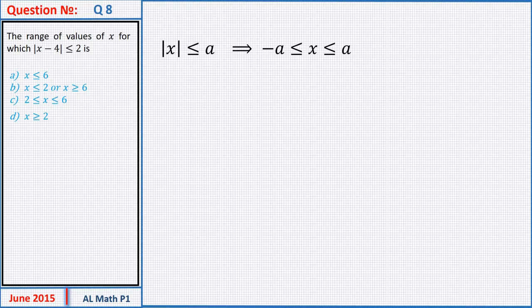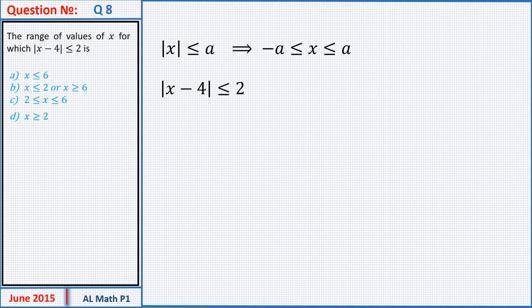Question 8 says that the range of the values of x for which the magnitude of x minus 4 is less than or equal to 2 is. So here they want the range where it will satisfy this inequality, and they've given us the different answers here. Now we know the magnitude of x less than a implies what? It means that negative a is less than or equal to x less than or equal to a.